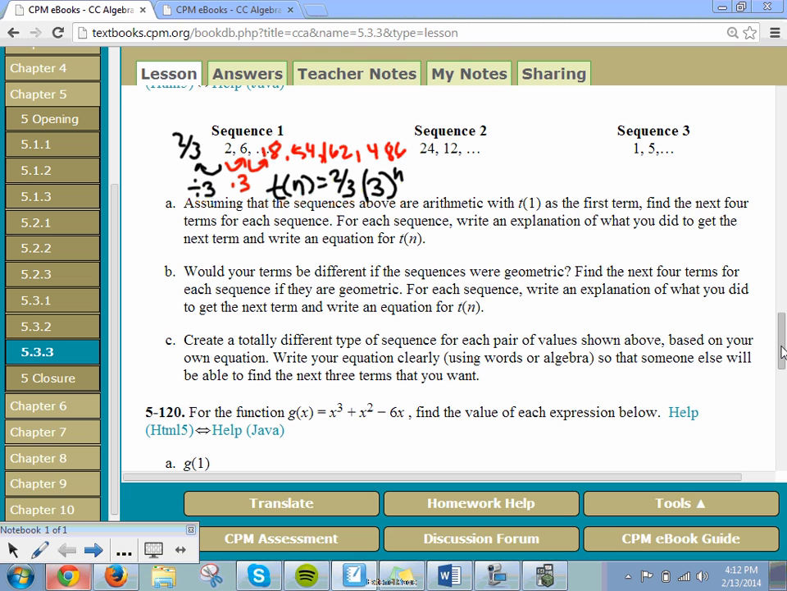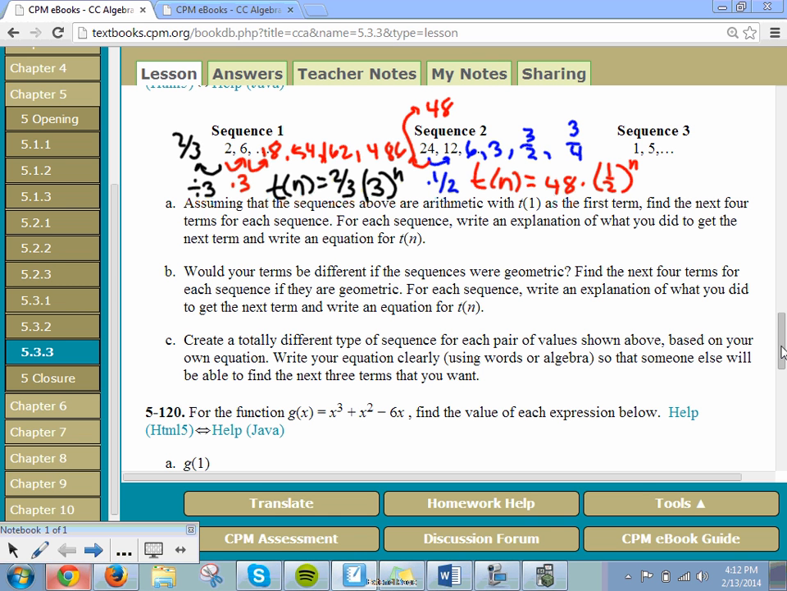For sequence 2, we can see that we need to divide by 2 each time, which is the same thing as multiplying by 1/2. So 12 times 1/2 is 6, times 1/2 is 3, then it's 3/2, and lastly, that'll be 3/4. We want to find that 0 term, so we'll multiply by 2, which will give me 48 for my 0 term. So when I plug that into the equation, t of n will be equal to 48, my 0 term, times my rate, 1/2, to the n.